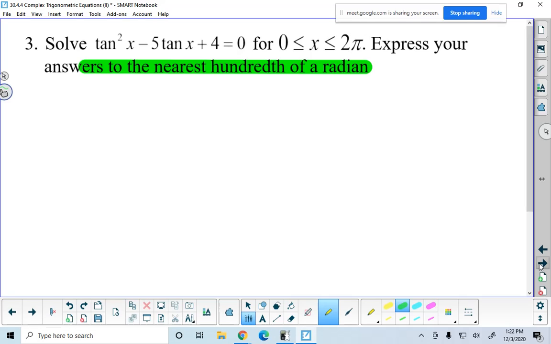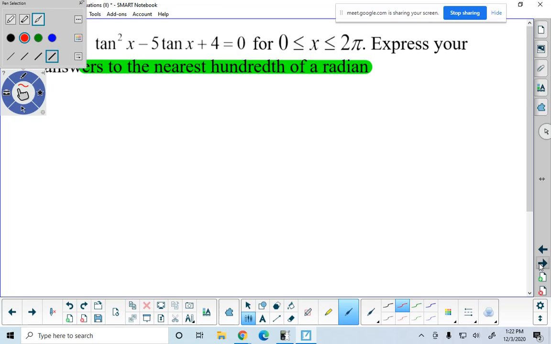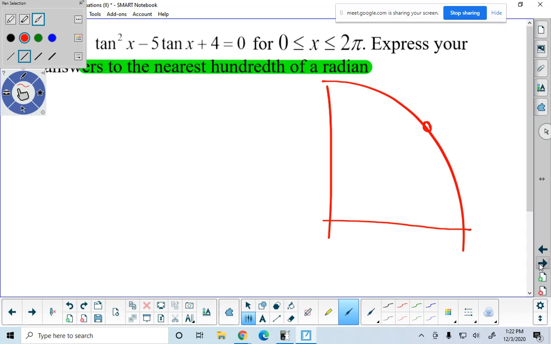The fact that it says to the nearest hundredth of a radian is a clue to us that these are not going to be pretty angles. These are not going to be angles like 3 pi over 4 or 7 pi over 6. They're going to be angles that are on the unit circle, but they're not the ones that we are familiar with. Okay? If I look at quadrant 1 of the unit circle and I identify these 3 key points and I say, well, what are the coordinates of this point?